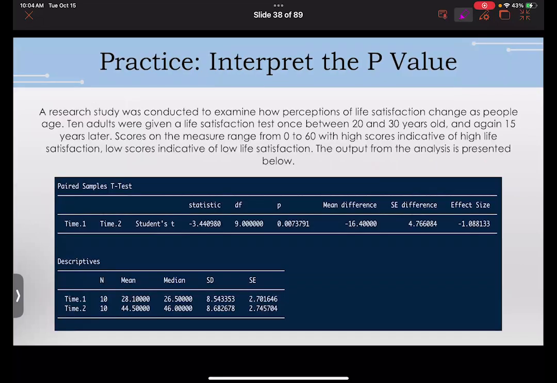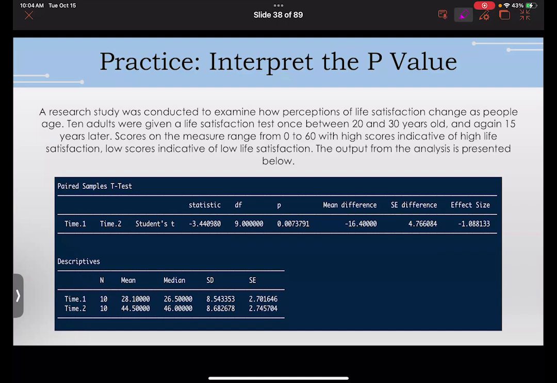A research study was conducted to examine how perceptions of life satisfaction change as people age. 10 adults were given a life satisfaction test once between 20 and 30 years old, and again 15 years later. Scores on the measure range from 0 to 60, with high scores indicative of high life satisfaction and low scores indicative of low life satisfaction. The output is below. Before we interpret the p-value, first, what type of design is this?